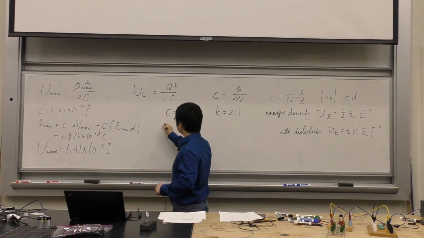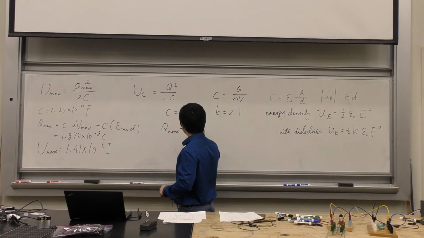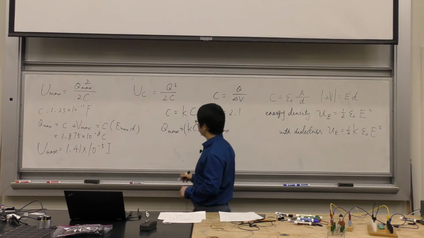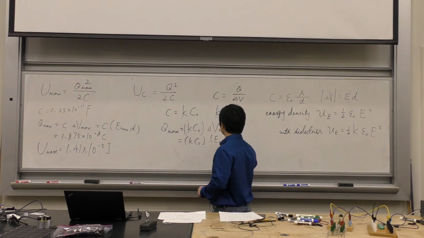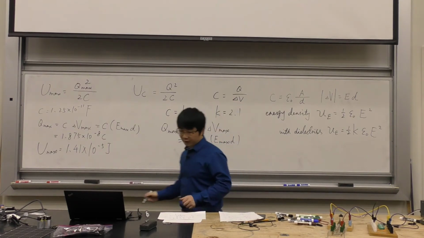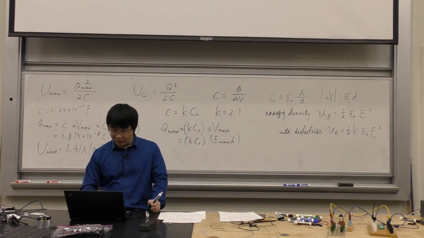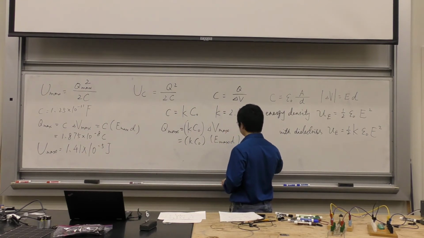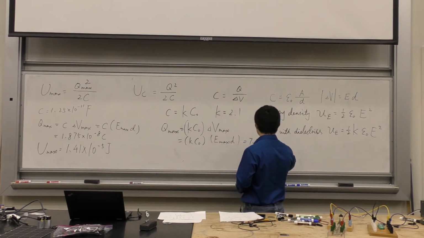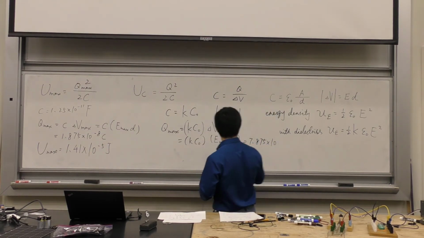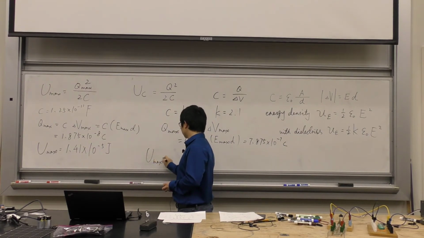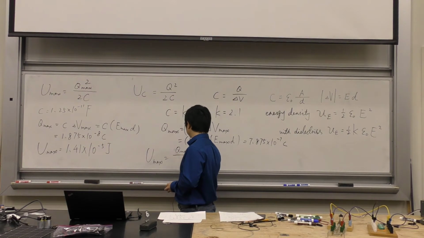And then Qmax, we did that, right? It's going to be K times C naught, again times Vmax. But now the Vmax is going to be the Emax for Teflon times D. So we found these two numbers. The Qmax we found last time was 7.875 times 10 to the negative 7th coulombs. Now, if you want to find Umax, you're going to do Qmax squared over 2C.